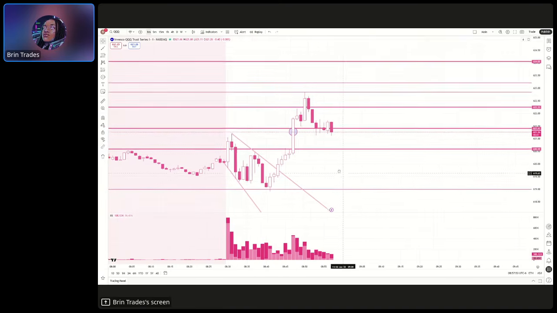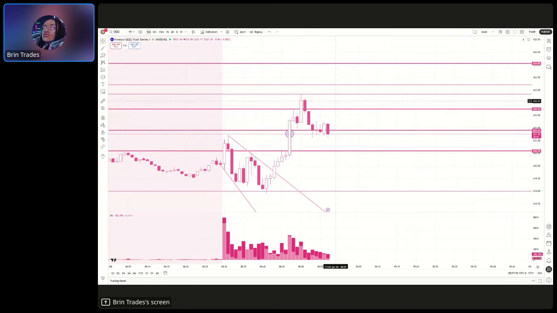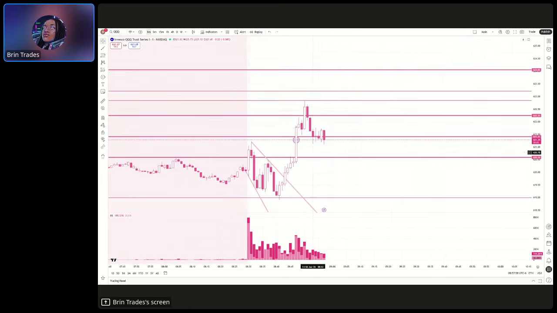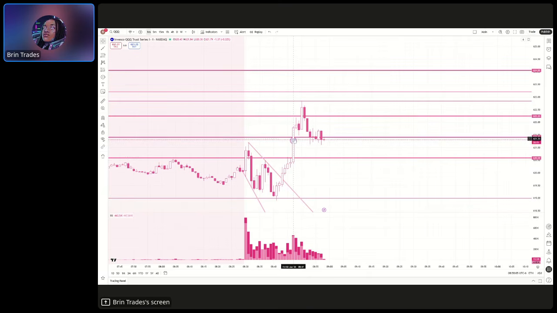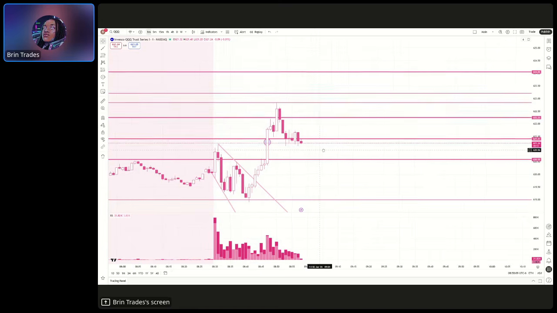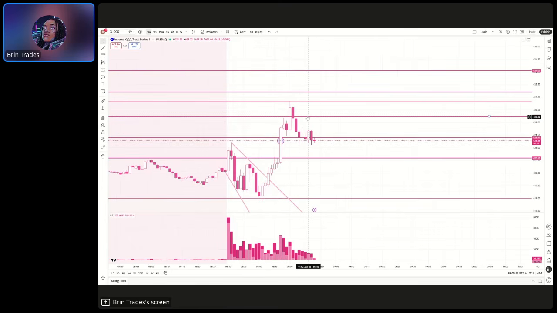Usually I would get out when price passes 3 price targets, but that's from my entry. Because I entered here and not necessarily here, technically I would have gotten out at this zone because it's the third price target. But because I got in here, technically I was waiting to see if price could push above this zone to 624.